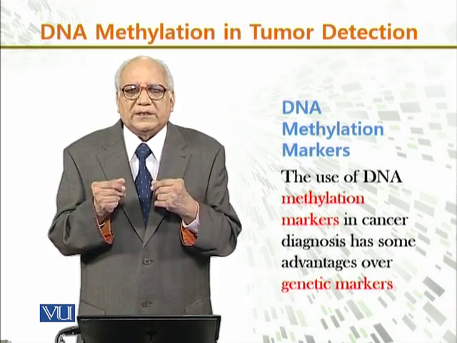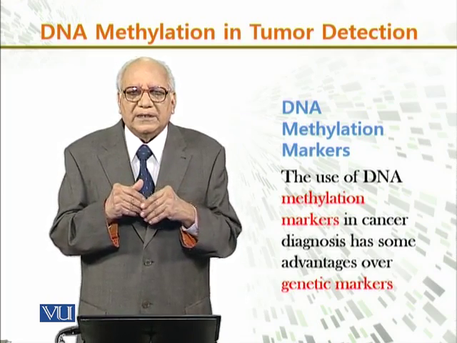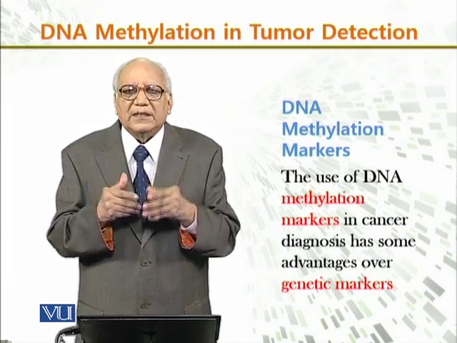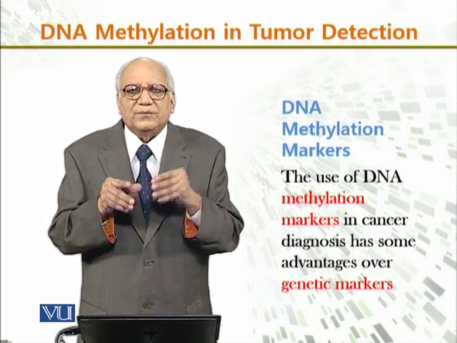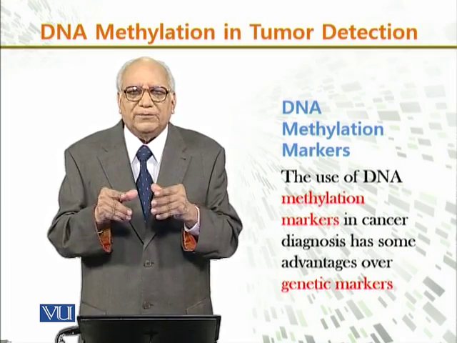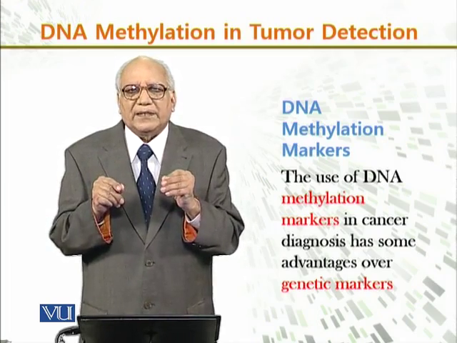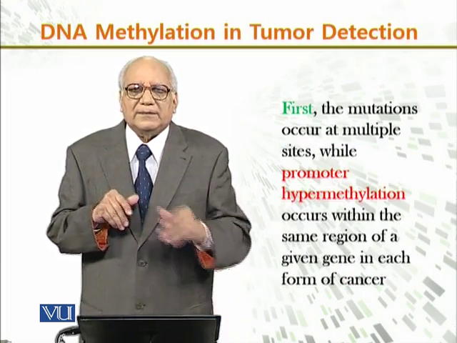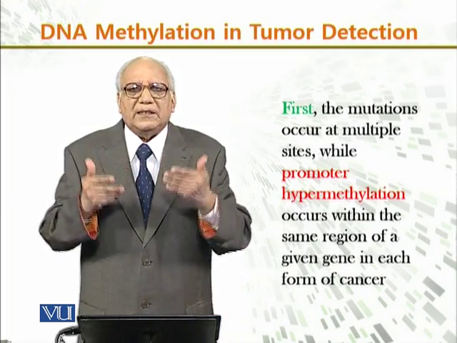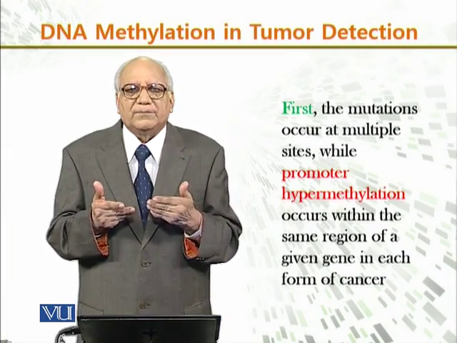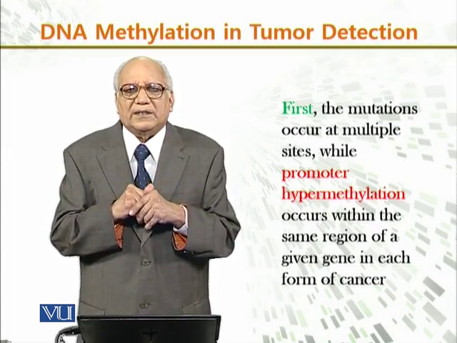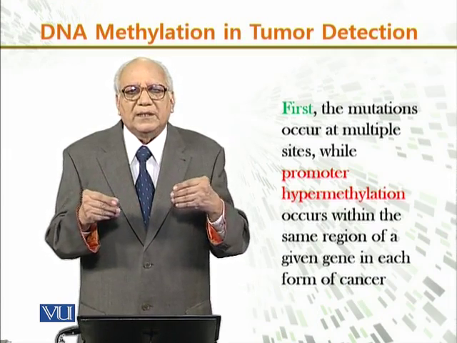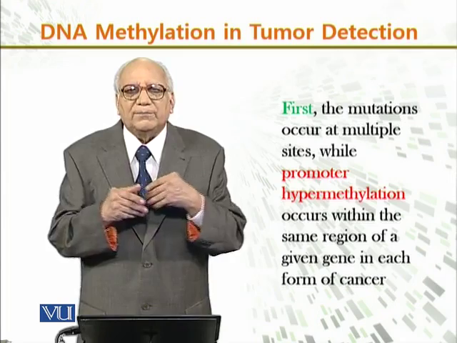Now, there can be two approaches in diagnosis. One is that we use the epigenetic, methylated markers, or we can do it with genetic markers. That is, we find the genetic markers present, and then we say there is a tumor present. Now, what is the system of the genetic marker? In genetic markers, mutations occur at multiple sites.